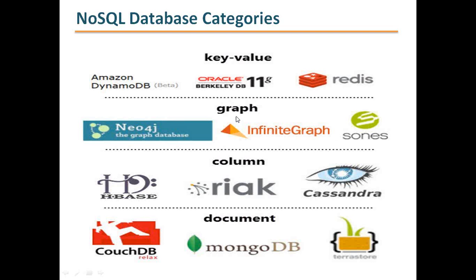And for graph databases, we have Neo4j, Infinite Graph, and some other databases. Facebook graph search uses a graph database. The concepts are the same: nodes, properties, and relations, but the syntax will change a little bit. So this is the introduction to the different kinds of databases.